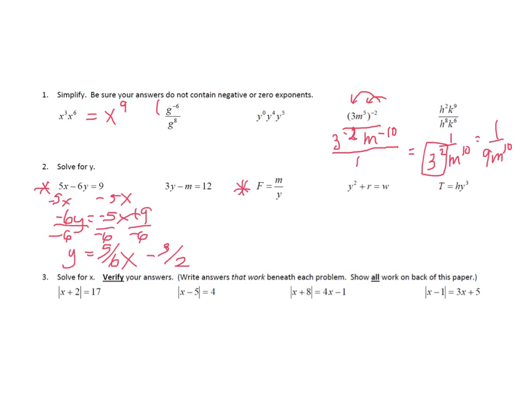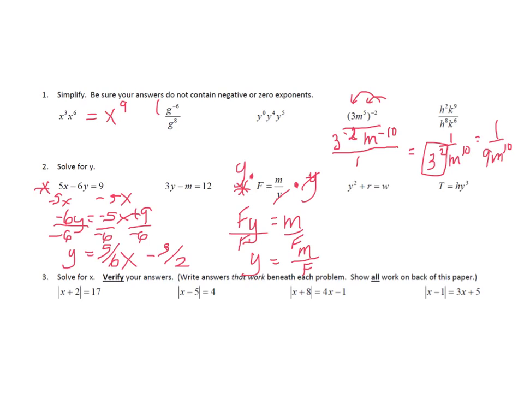F equals m divided by y. And I want to solve for y, but y is buried underneath that m. So, to bring it up, I would multiply each side by y. So that means that fy equals m, because these y's cancel out. Now, to get y by itself, I divide each side by f, and I get y equals m over f. Use the same philosophy for this last one here.